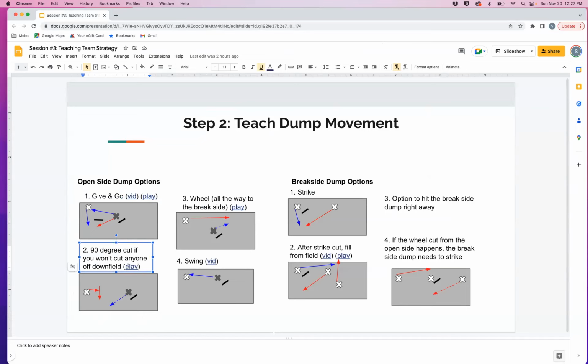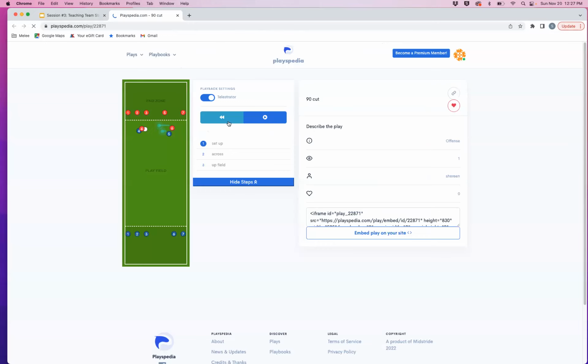And this is what it looks like on Placepedia. So just like that, super simple. And this is something you can practice in 4-line as well if you run that drill.